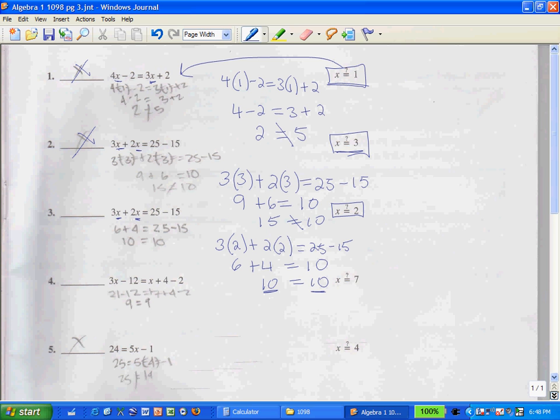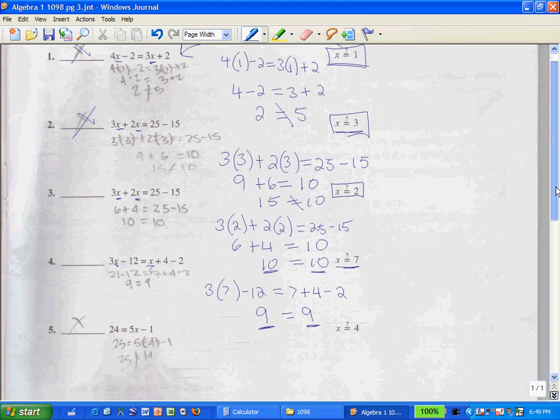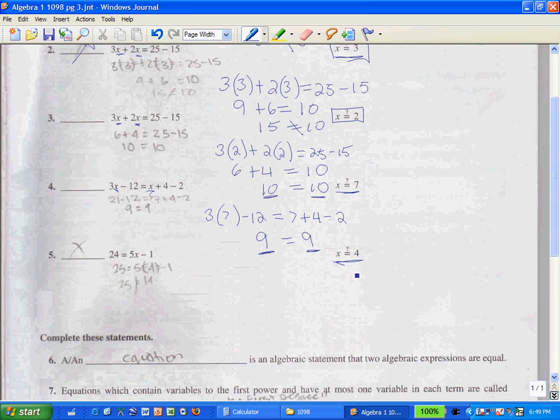That's how you verify an equation. That's how you make sure that it's correct. Okay, now let's do number 7. Wherever we see x, we're going to plug in the number 7. So 3 times 7 minus 12 equals 7 plus 4 minus 2. 3 times 7 is 21 minus 12. That is 9. 7 plus 4 is 11 minus 2 equals 9. So 9 equals 9. So that means that x does equal 7 because we get the same number on both sides of the equation.